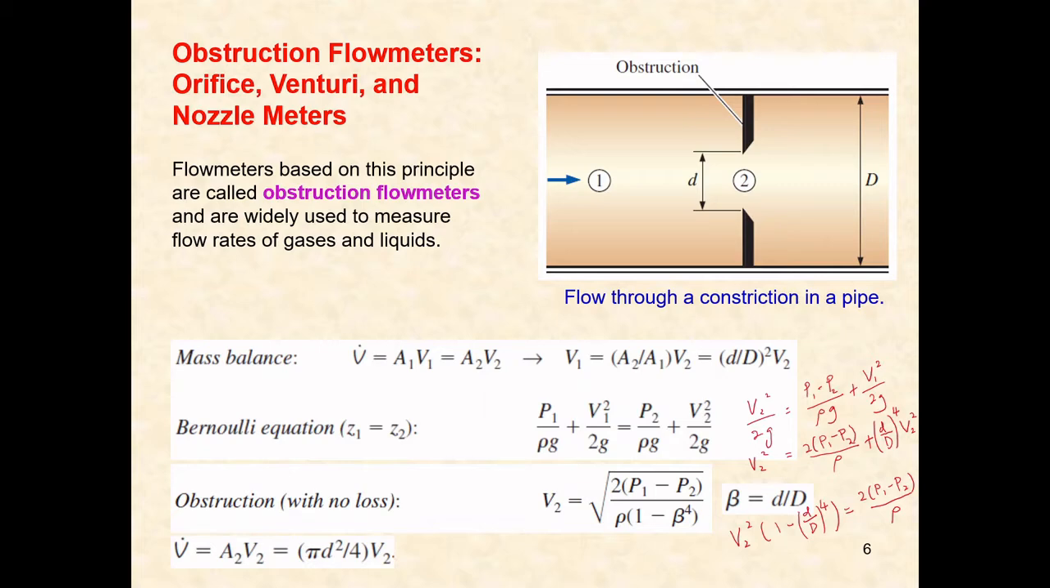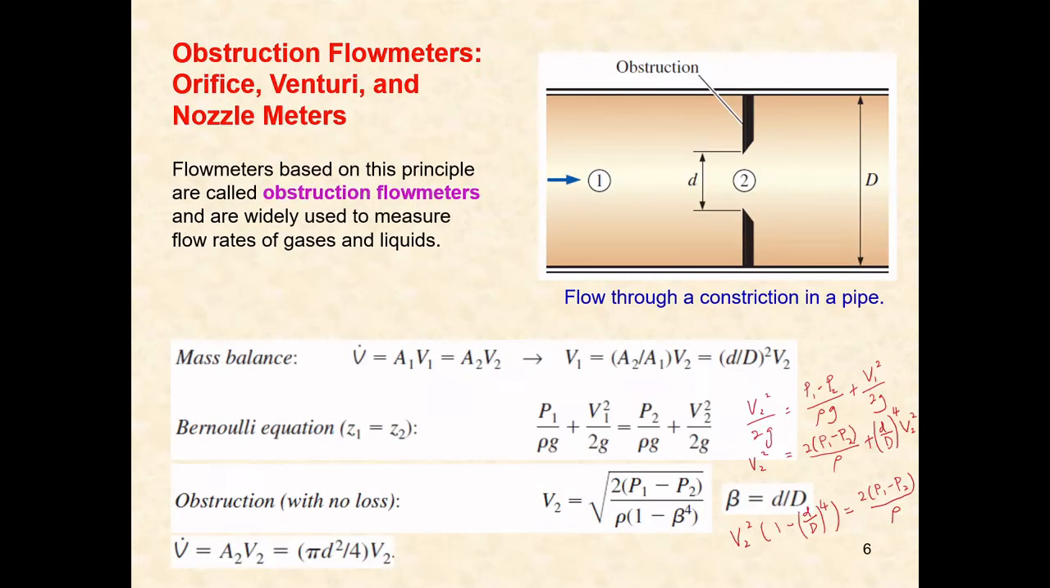After we get the velocity at point V2 from this equation, where beta is given by small d over big D, where the small d is the diameter here and the big D is the diameter for the bigger cross section, we can convert it into a volumetric flow rate by multiplying A2, the area at point 2, with velocity V2. The V2 we already know, and A2 is pi small d squared over 4, using the small diameter d.